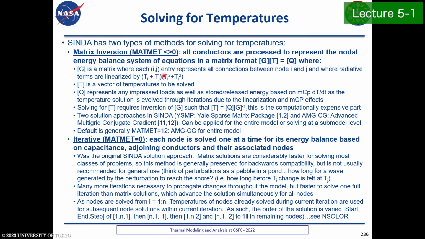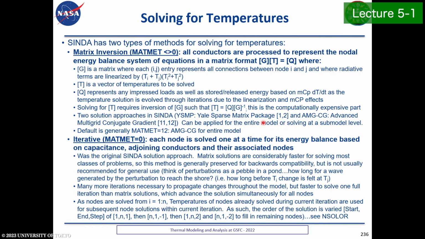As such, it does take some time to do that linearization each time. It's not a free computation, but it is probably fairly small in the grand scheme of things. There are 2 matrix solutions that they have. There's the YSMP, the Yale sparse matrix package, and what they use now is generally the advanced multigrid conjugate gradient. If you set MAT equal to 1 or 2, it uses the Yale package. The 11 or 12 uses the conjugate gradient.